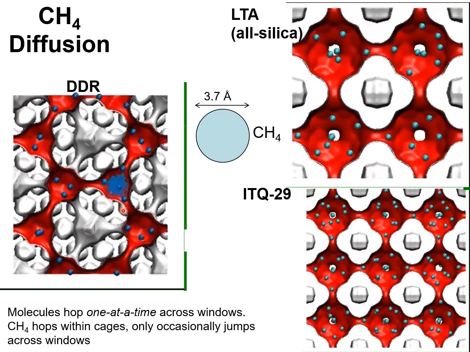Let's wait. Note that we are just tracking one methane molecule that was initially located here, and now it has entered this cage, because the trajectory has entered the adjacent cage. So this intercage hopping occurs much less frequently than in these two types of zeolites.